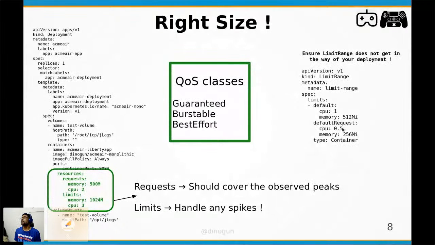And if nothing has been set, then it can be even lower than that. So if you're trying to set something higher, this might not work. So you need to be aware of whether there are any limit ranges set so that they don't come in the way of whatever application has been deployed.